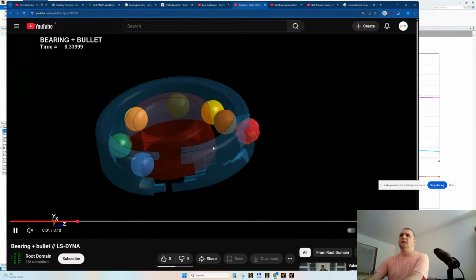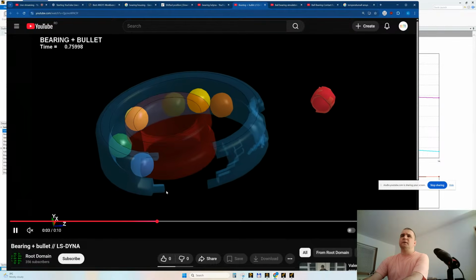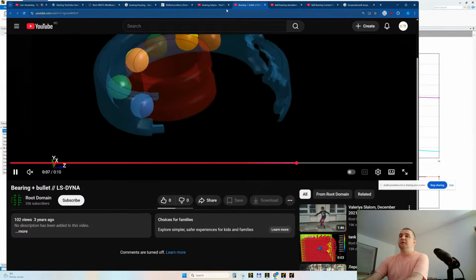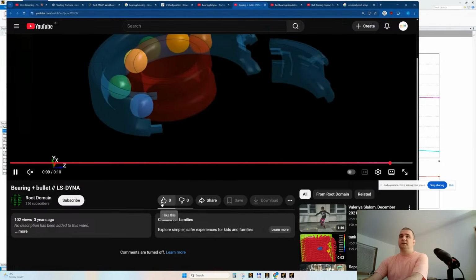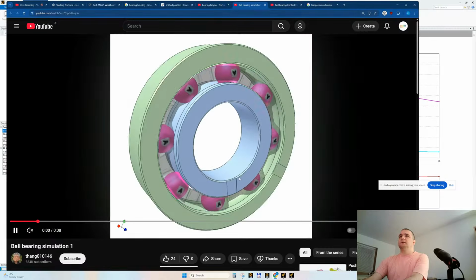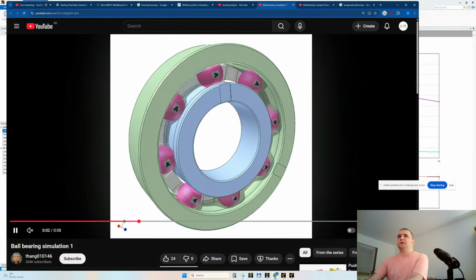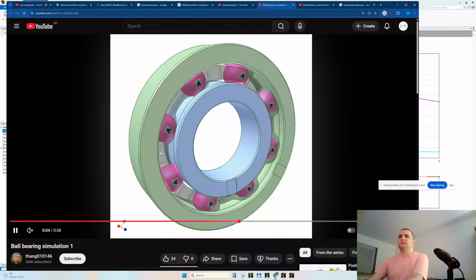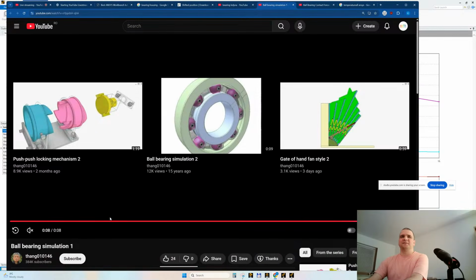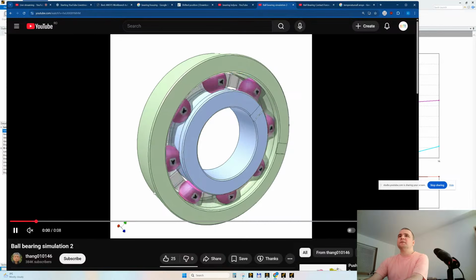A bullet destroying a bearing. Yes. Interesting. In 3 years he has no like. Should we give it a like? Maybe another time. They rotate. He put a small patch to show the rotation. Yes, nice. Workbench simulation too.